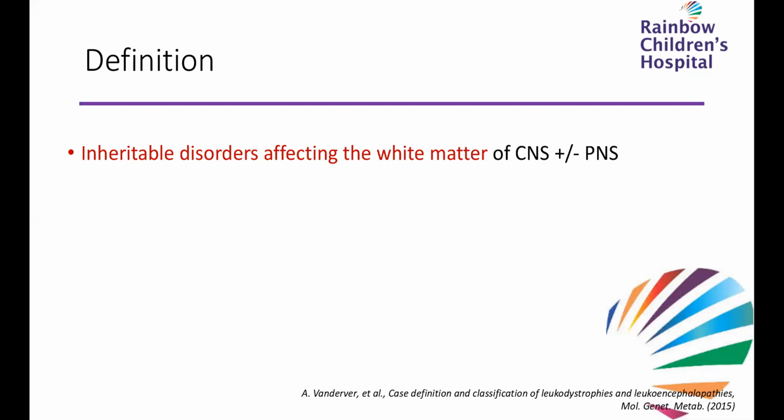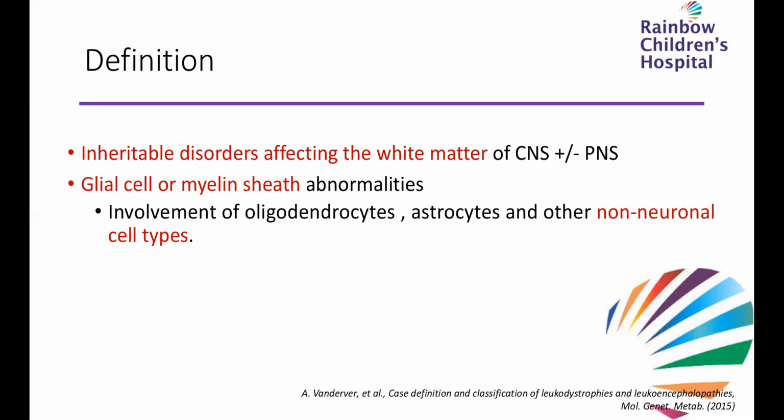So by definition, leukodystrophies are inheritable disorders affecting the white matter of the CNS with or without the peripheral nervous system. So basically, they are glial cell or myelin sheath abnormalities with the involvement of oligodendrocytes, astrocytes, and other non-glial, non-neuronal cell types, and they have a hugely progressive course.